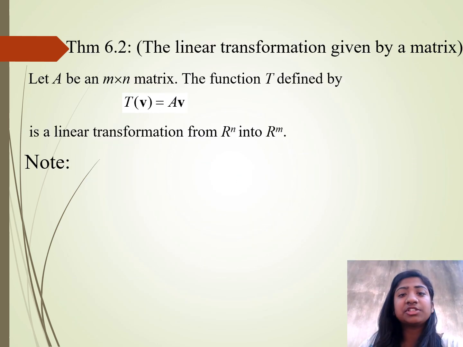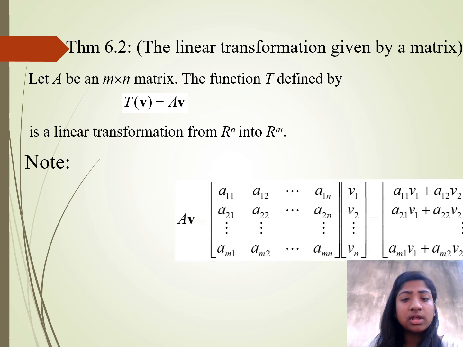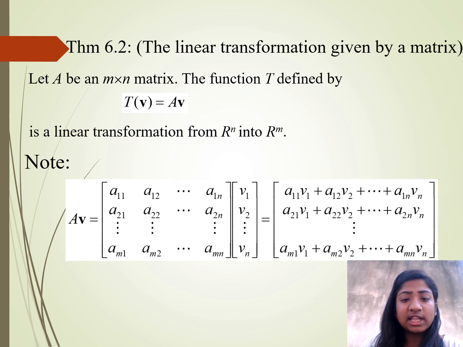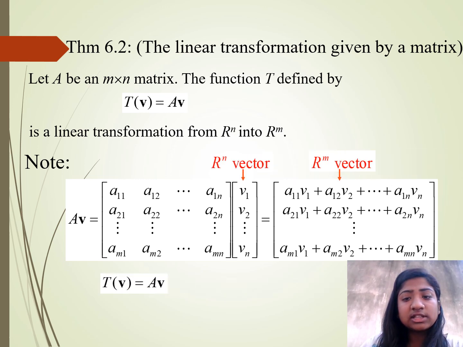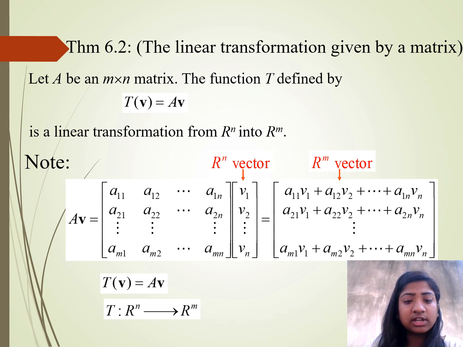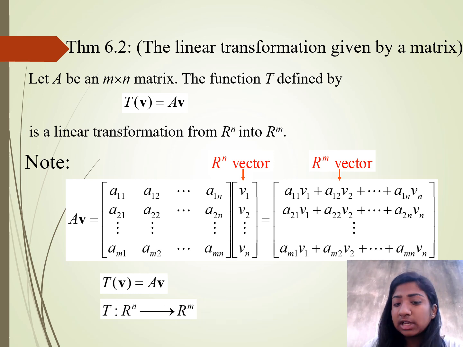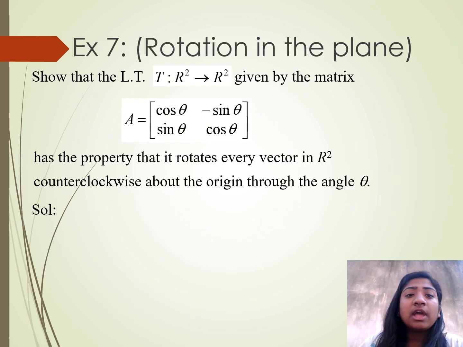Let's see the second theorem of the linear transformation given by a matrix. Let A be an m by n matrix. The function T defined as T of v equals A times v is a linear transformation from R power n to R power m. Here the note is A v equals, as in the given pattern, A times v, which converts into the given matrix. Here this is the Rn vector and this is the Rm vector. T of v equals A times v, T mapping R power n to R power m.